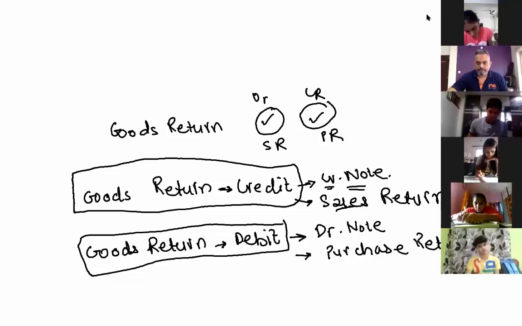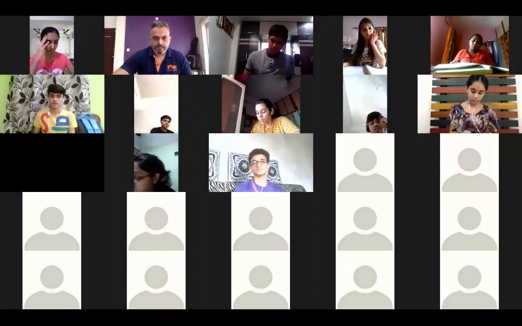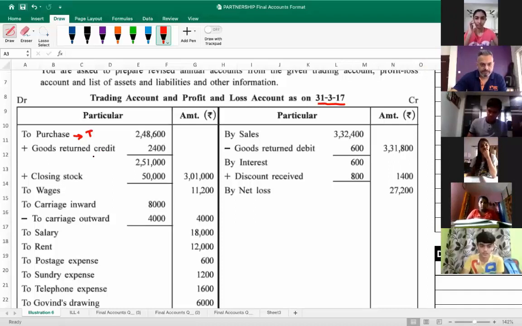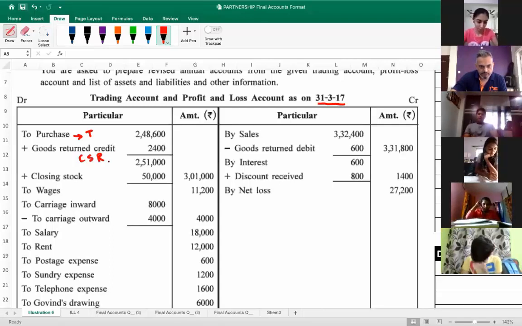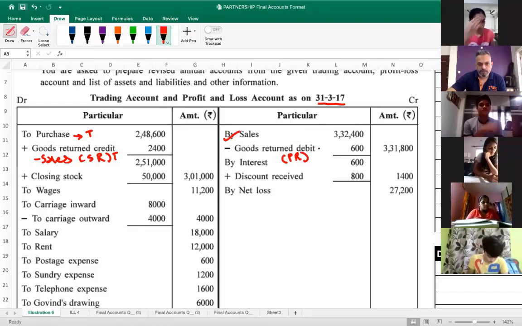Should I go to the next concept now? Okay, let's go back. Now, over here goods return credit is given, which is wrong. So your goods return credit is basically your sales return. So it will go to the trading account, deducted from sales. Okay, minus sales. And goods return debit is what? Purchase return. Write it along with this. Okay. So this will be minus purchase. Tick purchase.